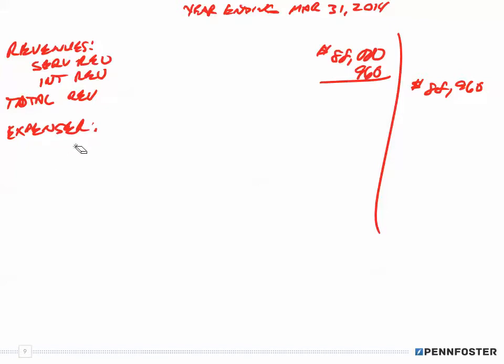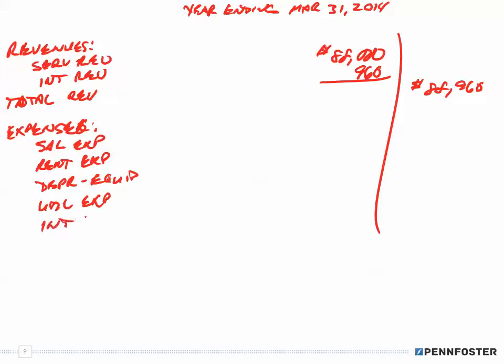Okay, and then we're going to do the same thing for the expenses. And we have salary expense, we're indenting. And you do write out the words expense whenever you're doing this. And of course, I'm abbreviating. So rent expense, depreciation expense, equipment, utilities expense, and interest expense, and supplies expense, which then gives me a total expense.